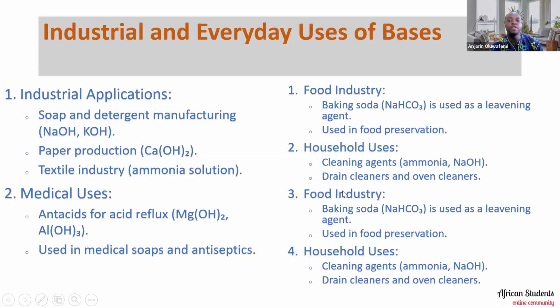All right, industrial and everyday uses of bases. Industrial applications include soap and detergent manufacturing and paper production; calcium hydroxide, to be precise, is used in these. The textile industry makes use of ammonia in solution. Medically, it is used as a component in making antacids for acid reflux. It's also used in medical soaps and antiseptics.